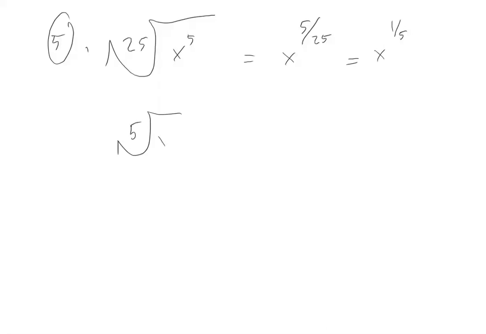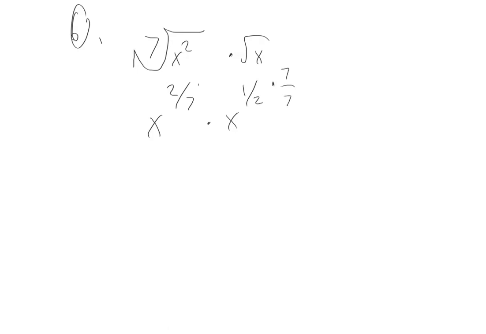So problem 5 says 25th root of x to the power of 5. Well, that equals x to the power of 5 over 25, and that fraction reduces by 5 to be 1 over 5. And then x to the 1 over 5 means the 5th root, so that equals the 5th root of x. Now let's try problem 6 on the review.